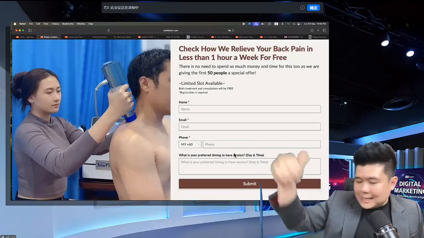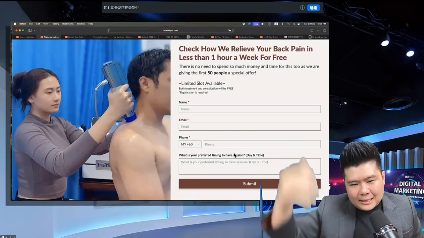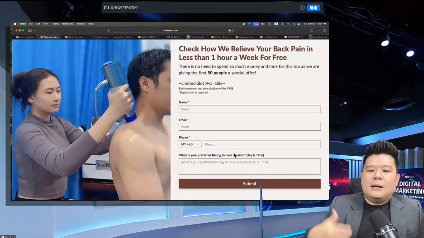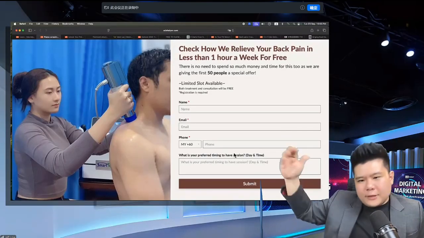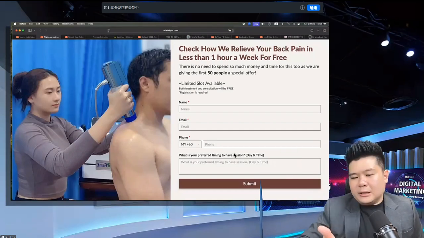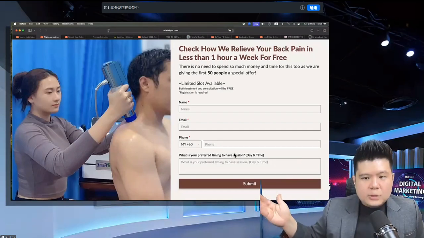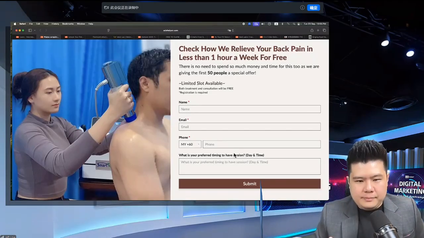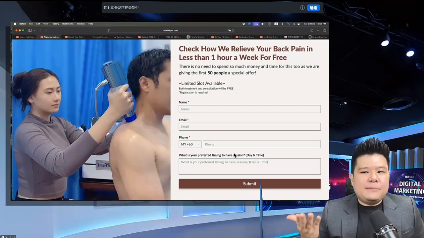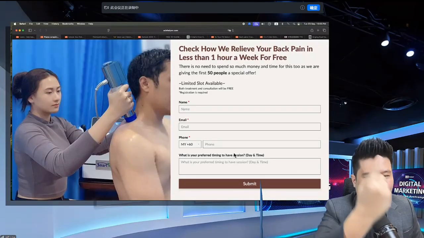Mother's Day, you create a landing page for Mother's Day. Father's Day, you create a landing page for Father's Day. One promo, Hari Raya, or maybe Chinese New Year, Christmas, you create a different landing page, and then you use it and you throw it. You leave it. So you keep on creating multiple-purpose landing pages. Every single landing page serves one single purpose for one single type of audience.